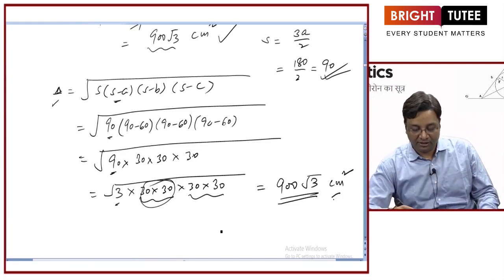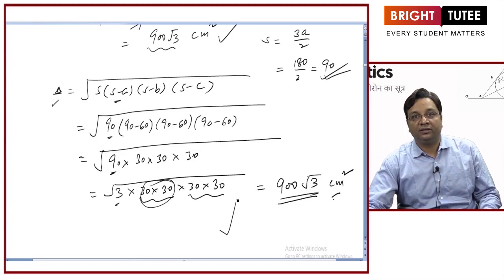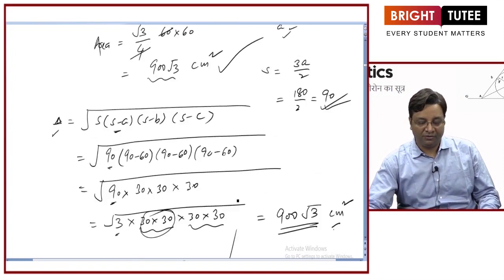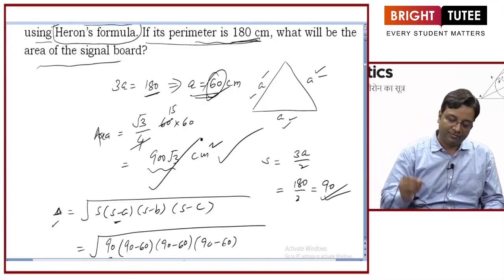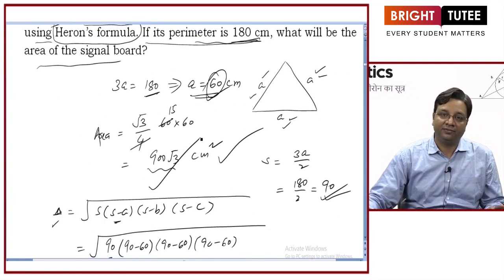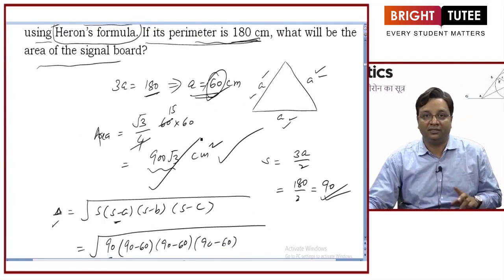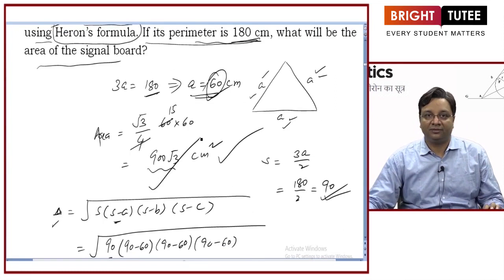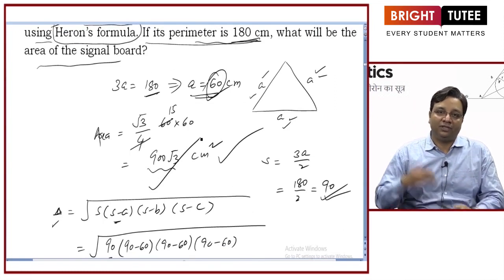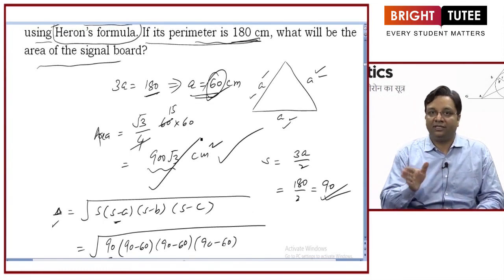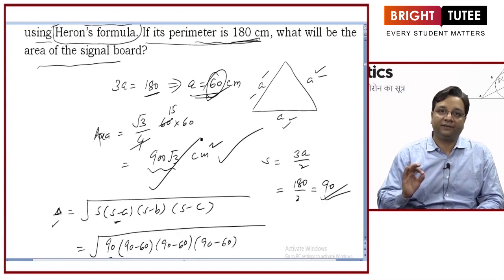So, this is the area that I have calculated using Heron's formula, which has to be the same as this if your answer is correct. You cannot have two different answers by using two different methods. In mathematics, whichever method you use, you will arrive at the same answer if your method is correct.